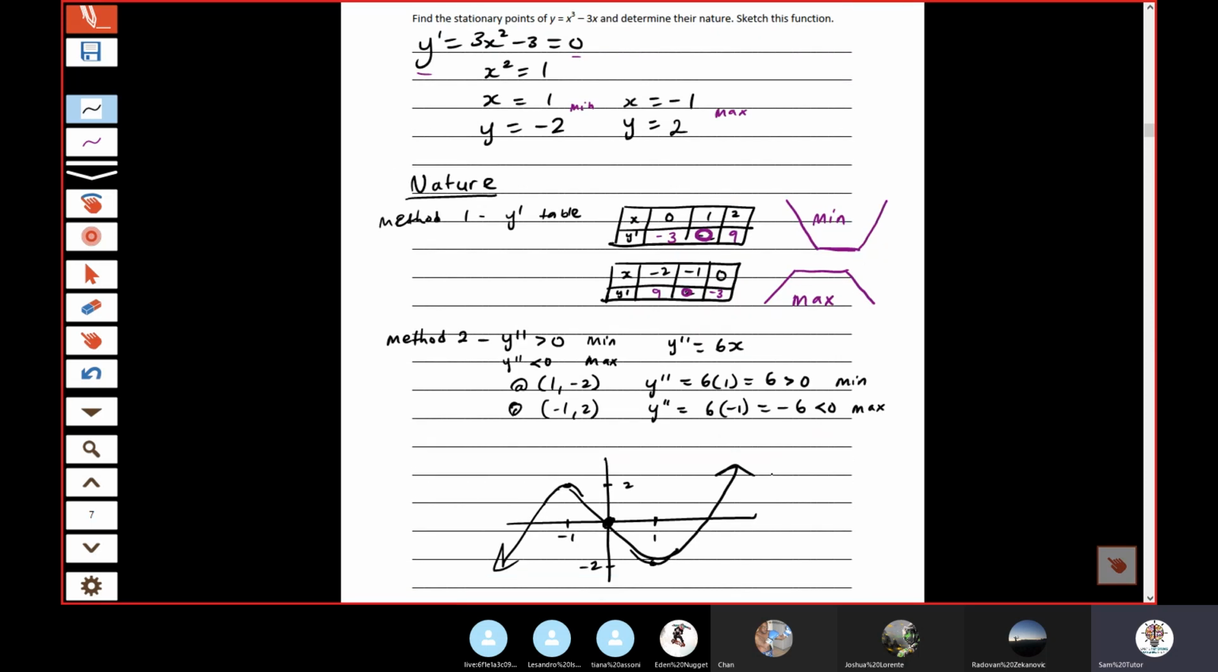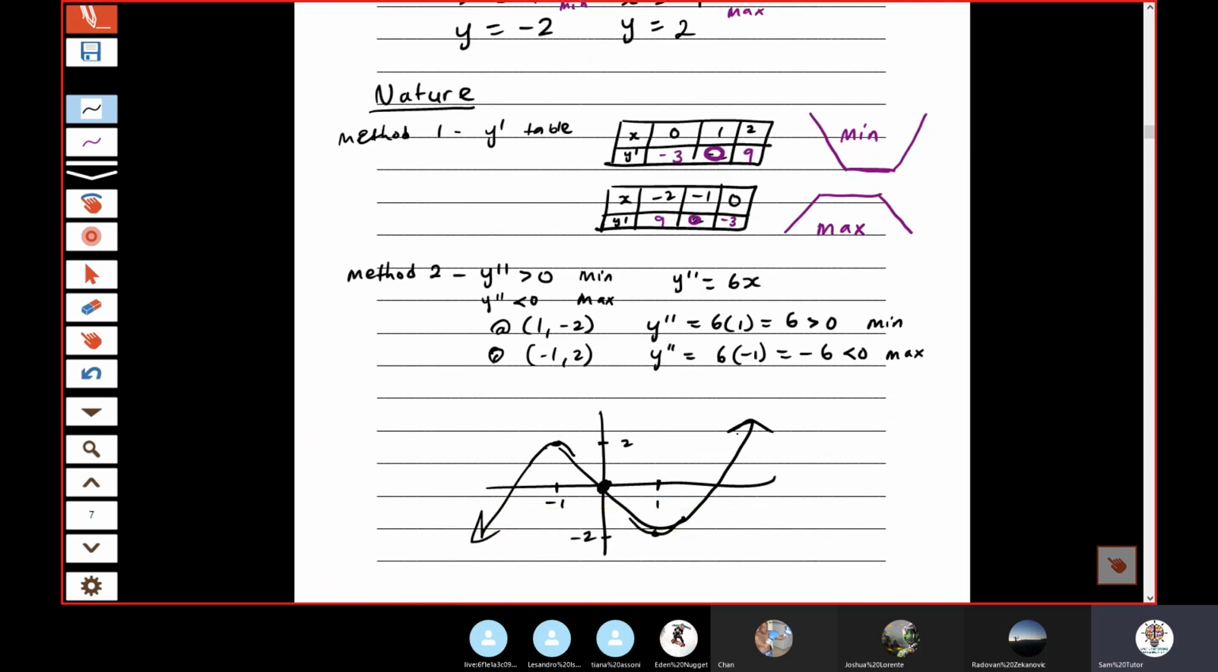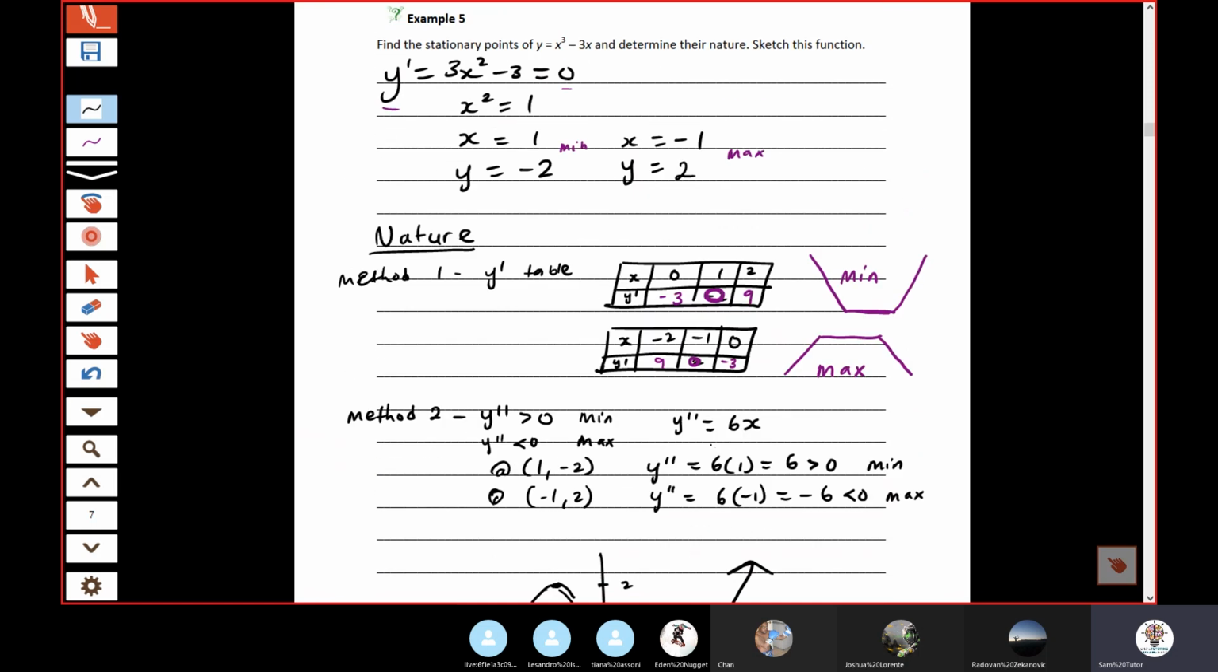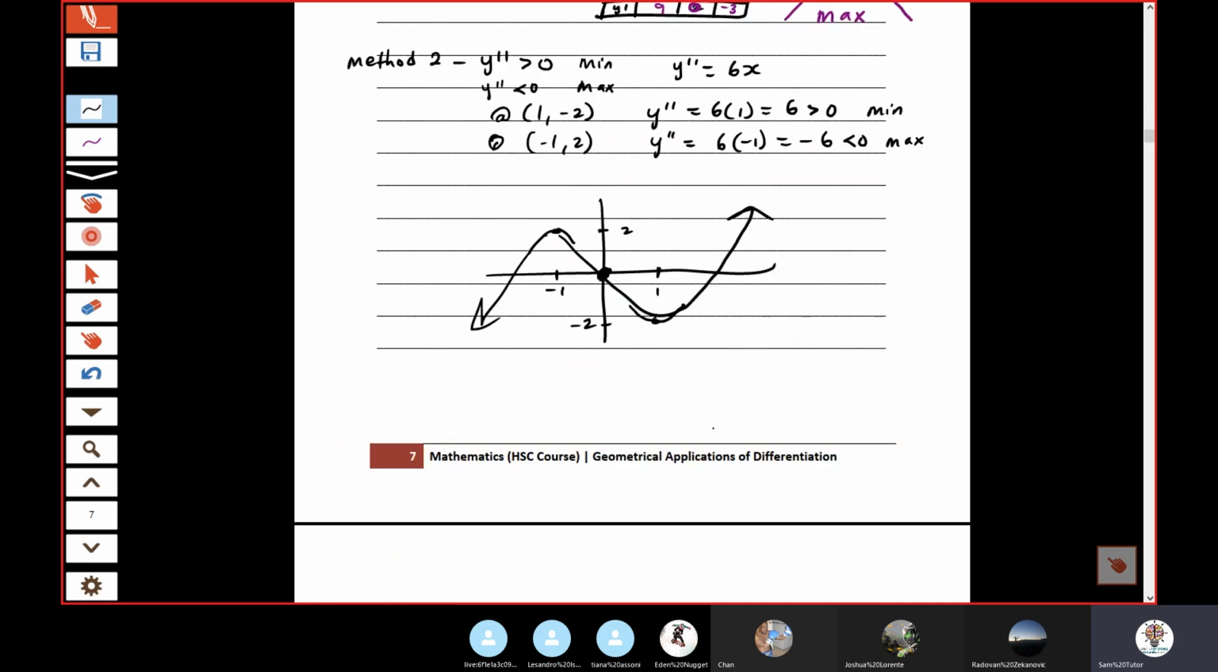How many marks in your exam? This one here, 2, 4, 6. 2 marks for stationary points, 2 marks for nature, 2 marks for sketching the graph. Easy, easy, easy, easy. Seriously, you guys cannot come back to me and say I did that in this one. Cannot. I won't accept it. All right. Done. Move on.